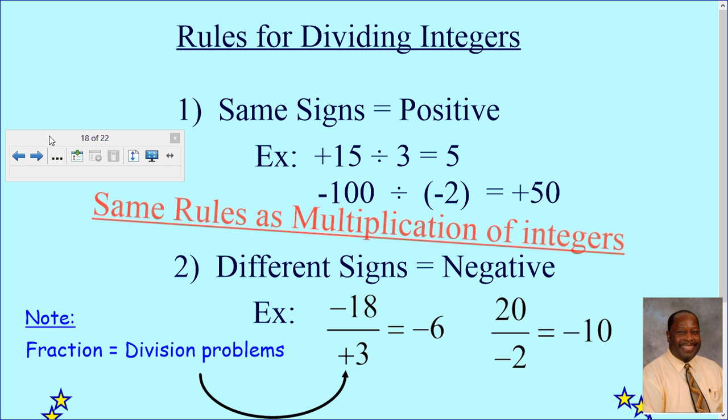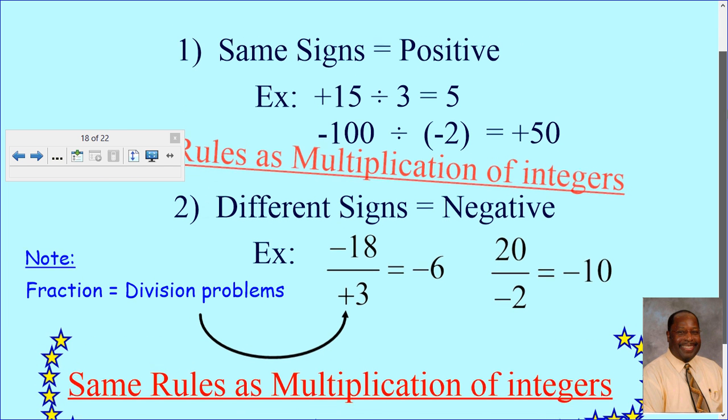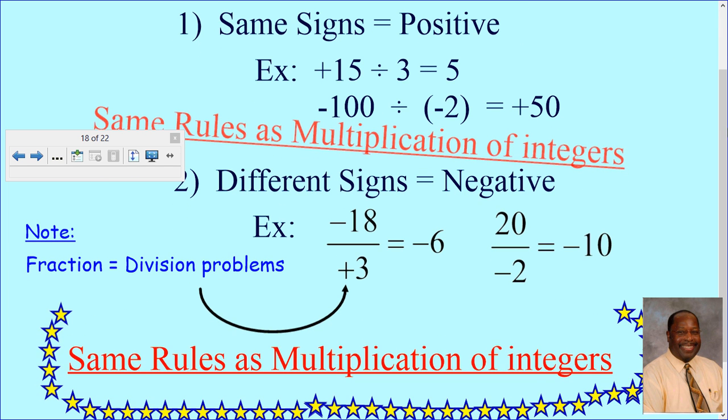And different signs. Notice we have these written in the form of a fraction. And different signs equal negative. So note, a fraction equals a division problem. So here we have negative 18 divided by positive 3. So the signs are different, so that'll give us negative. 18 divided by 3 is 6.